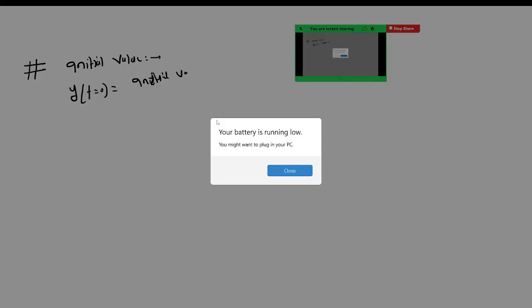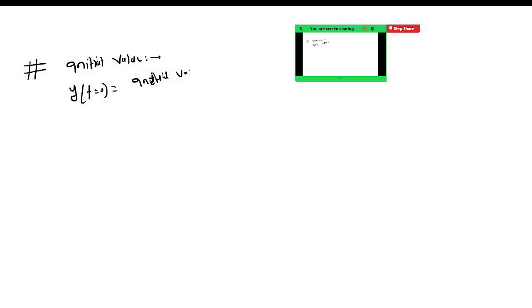If this is clear, then I'll discuss one very important thing, that is the final value theorem. First, what is the initial value? If any function y is there, then y(t) at t equals 0 is called the initial value. And when t tends to infinity, y(t) is called the final value. You must know all these things, right?